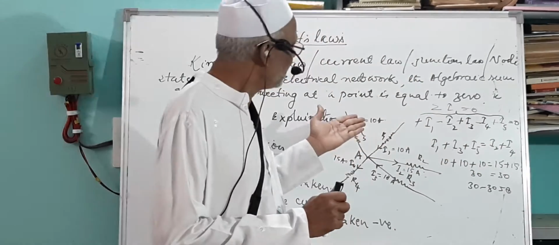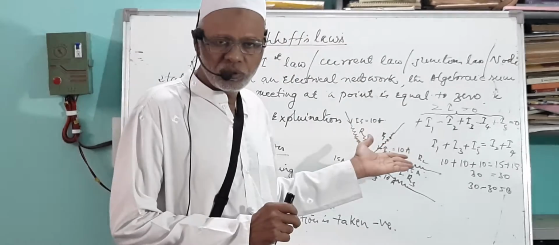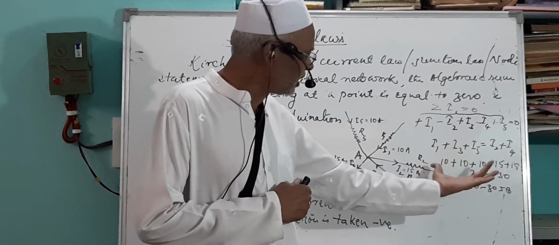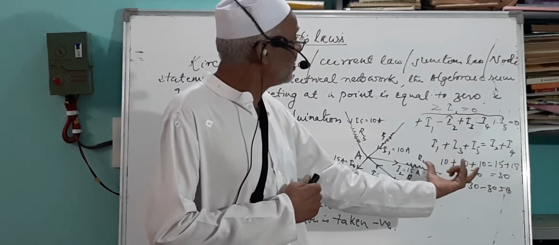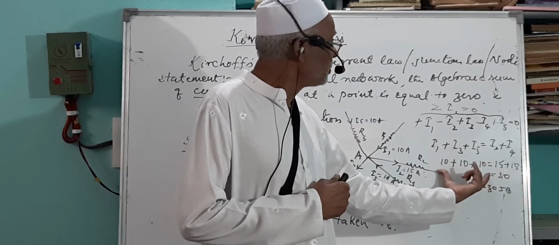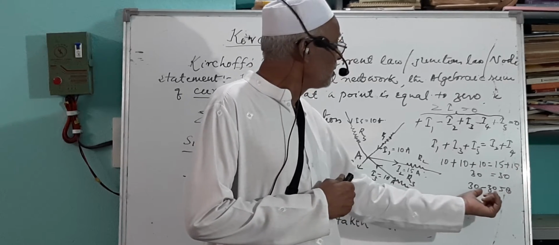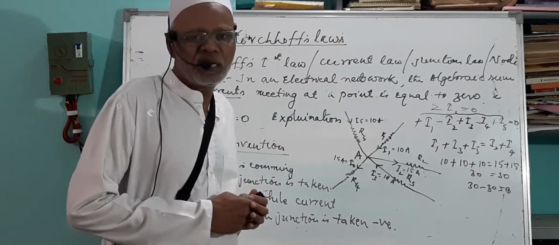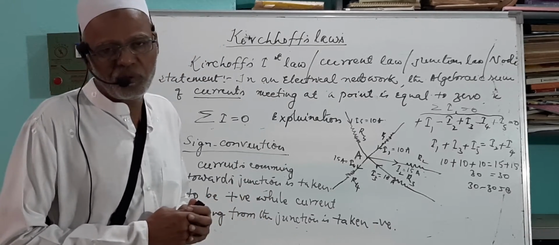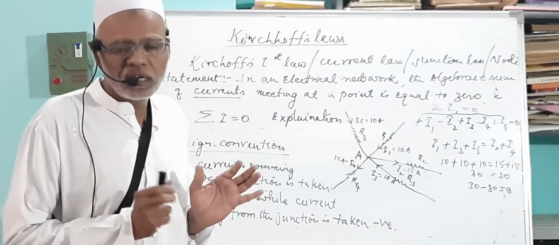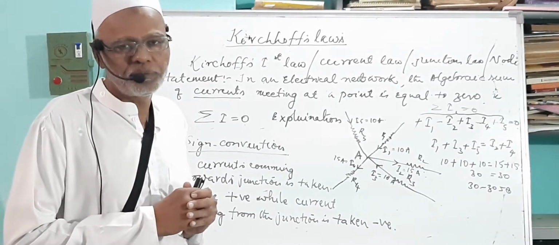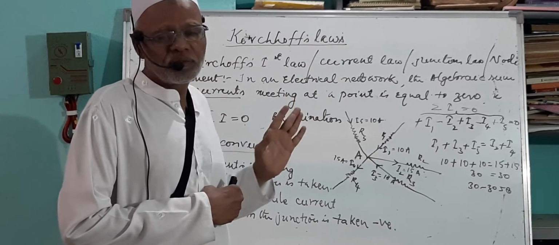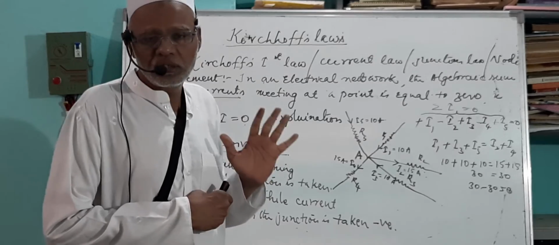Now as per the given data, I1 is 10 ampere, I2 is 15, and so on. All these values I substituted in this expression. You will get the left hand side equal to 30 amperes, and the right hand side is also 30, so 30 minus 30 is equal to 0. From this we concluded that at this junction current is not accumulating, charge is not stored at the junction. Therefore the significance of Kirchhoff's first law is the conservation of charge principle.